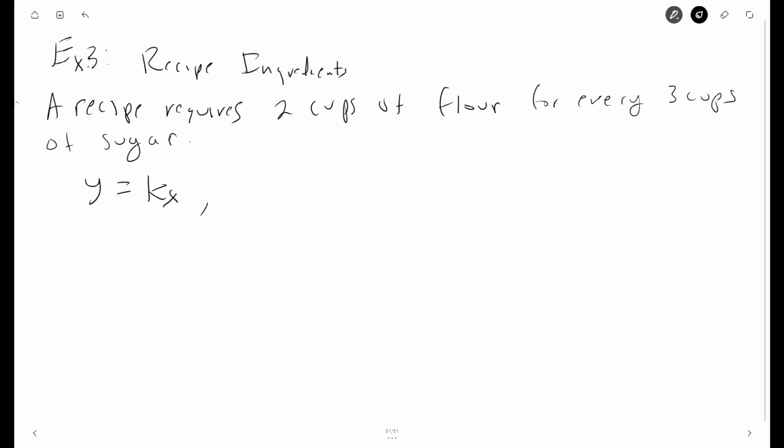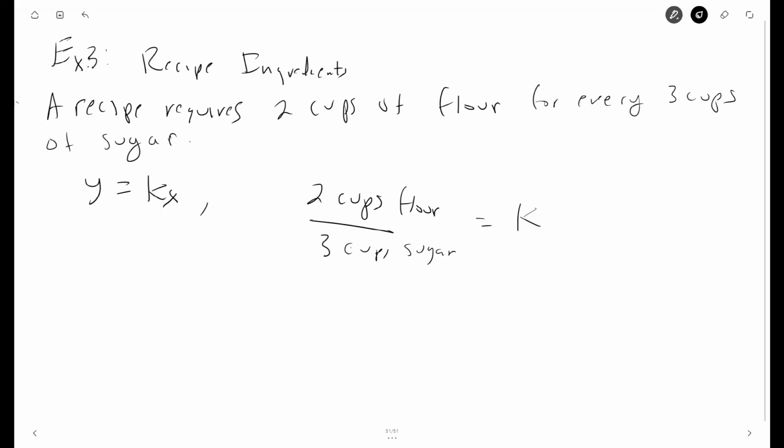So we need a ratio here. The ratio here is 2 cups of flour for 3 cups of sugar. This is the constant of proportionality, 2/3. This would be our k.